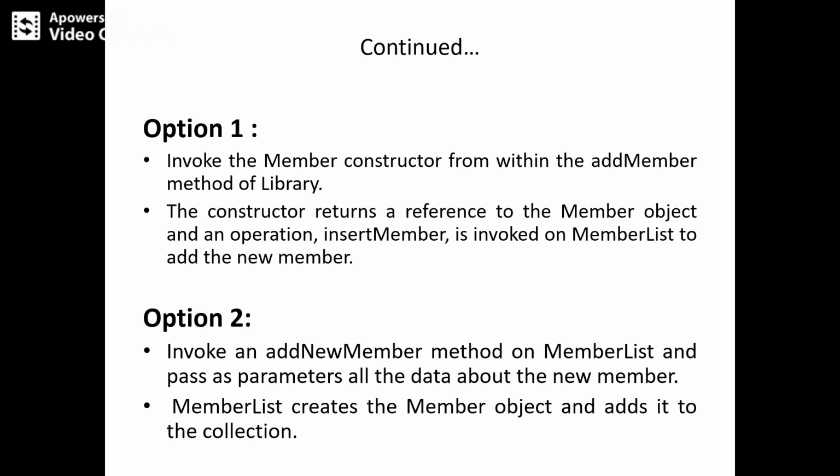So this is one of the very simple options. Invoke a member constructor from within the add member method of the library. The constructor returns a reference to the member object, and an insert member operation is then invoked on the member list, which will add the new member.